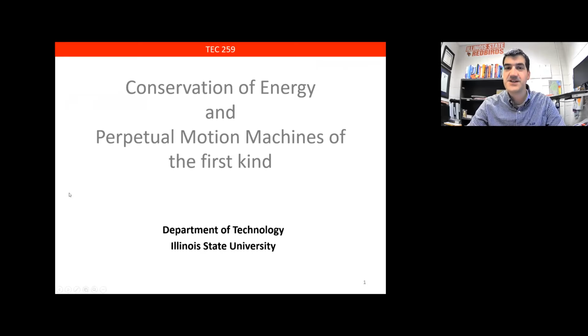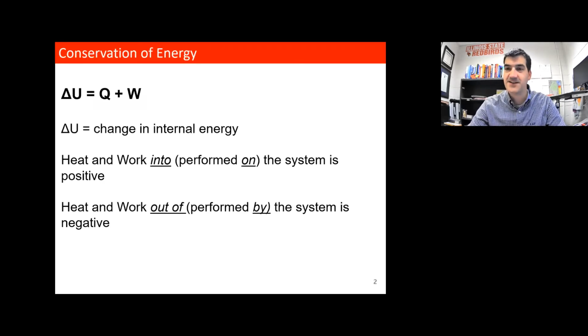All right, conservation of energy and perpetual motion machines of the first kind. A quick review of conservation of energy, aka the first law of thermodynamics. It tells us that delta U, the change in internal energy of a system, equals Q, the heat added or subtracted from a system, plus W, the work done by or on the system. Remember that if we have heat or work going into the system or performed on the system, that's positive in our equation. And if we have heat or work coming out of the system, for example, the system does work on something else, then that is a negative value in our equation.